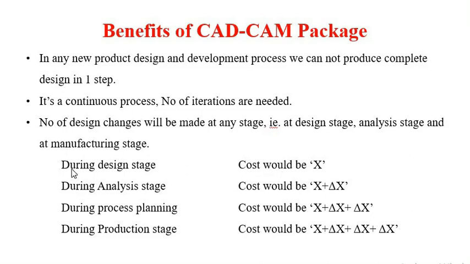For example, during the design stage, the cost of this component would be X, but when we perform certain analysis operations on this component, the cost would increase by some amount delta X. So the cost at the analysis stage is X plus delta X. Again, when we go for process planning, some cost will be incurred here, and this cost would be X plus delta X plus delta X. Likewise, in the final production stage also, some costs will be incurred.